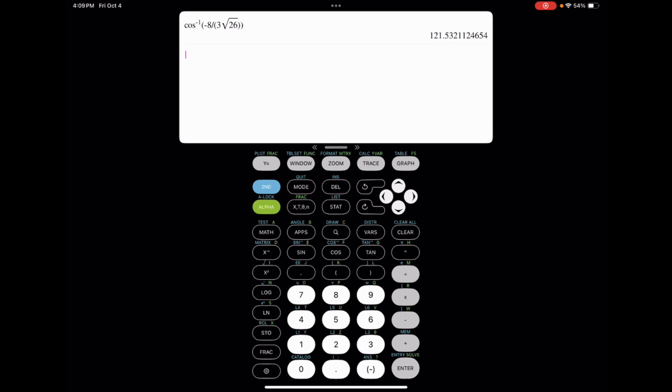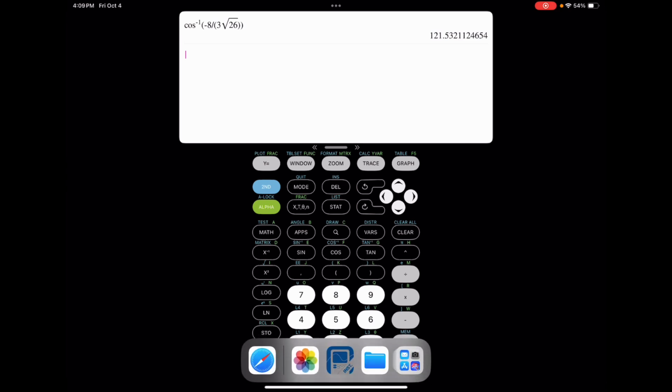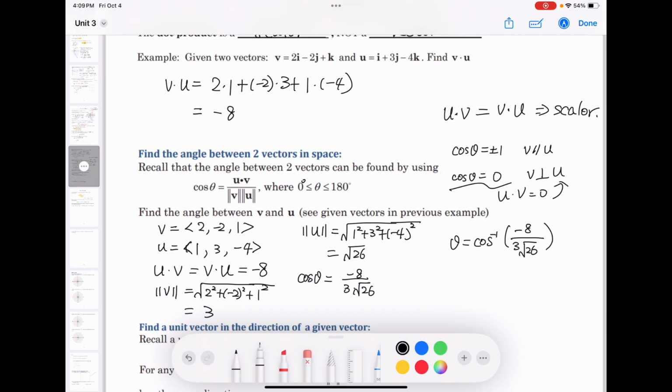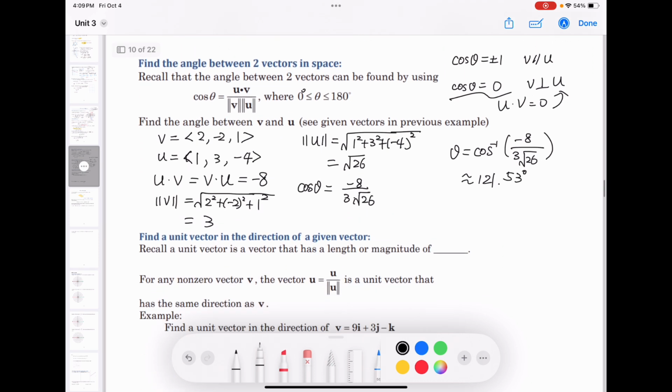The angle is 121.53 degrees if I keep 2 decimal places. So the angle is 121.53 degrees. Okay. If it's in radian measure, you can change your calculator to radian mode.